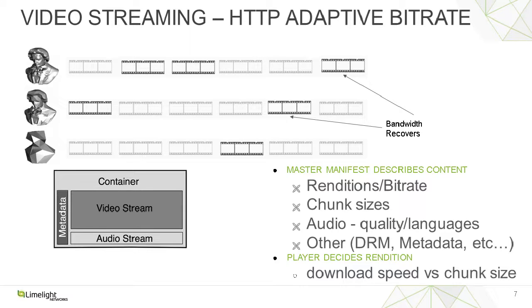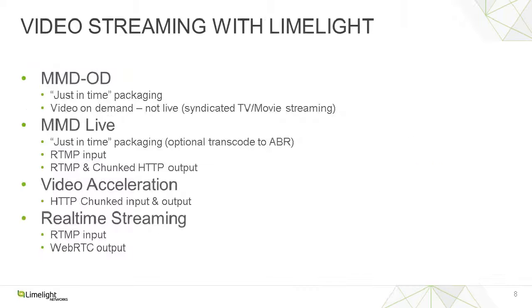So again, the master manifest here is going to describe your renditions, the chunk sizes, your codecs, both video and audio, so you can have different quality, you can have different languages of audio so that you can switch easily there. You can have DRM information in there, other metadata, perhaps subtitles and that kind of extra data listed in your manifest. And then the player has all the logic on its side to do the downloading and the playback.